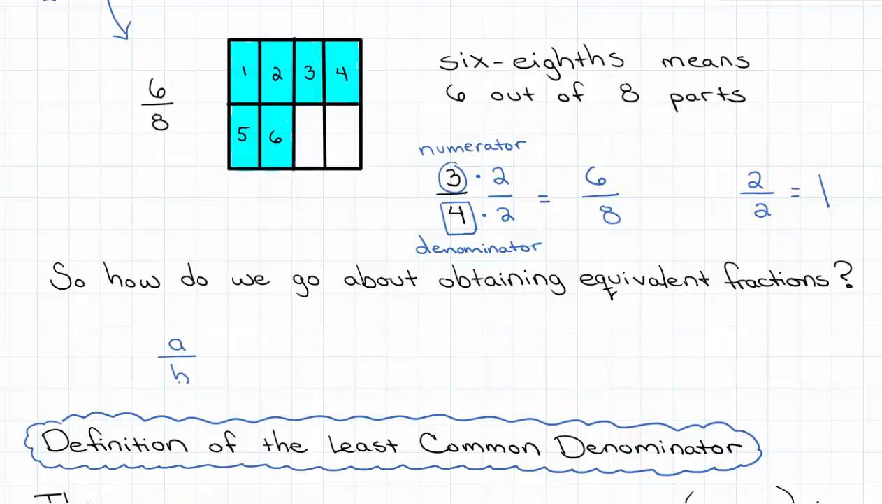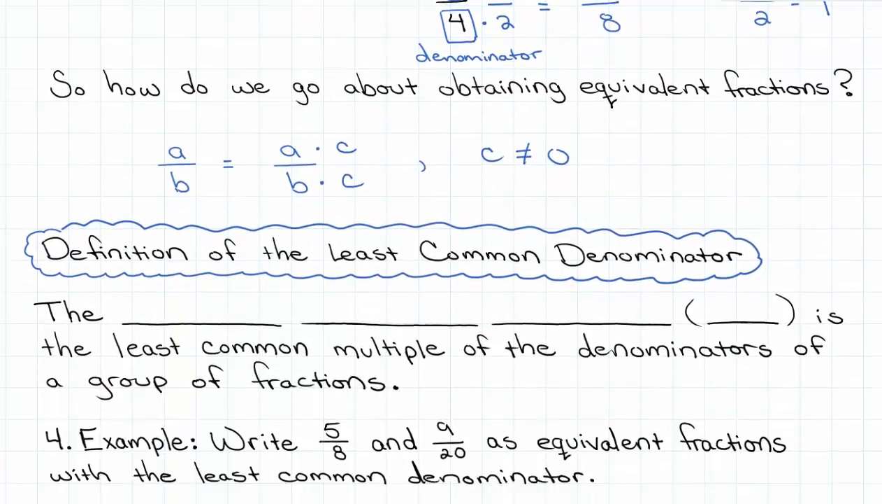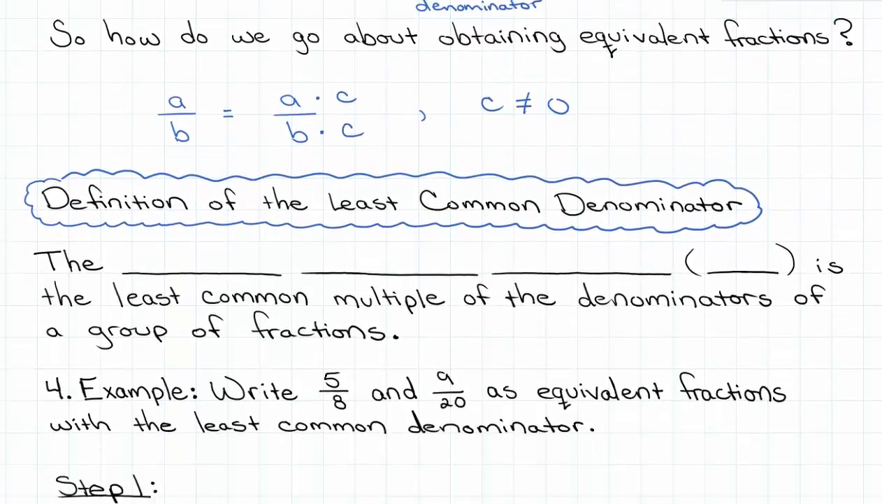So generally speaking, if we were speaking about a general case, let's say we had this fraction a over b, which represents a parts out of b parts. I could multiply a times some number c and b times some number c, and that would produce an equivalent fraction, so long as c is not equal to 0. And also b should not be equal to 0 as well. So you can multiply the numerator and denominator by the same number c to obtain an equivalent fraction.